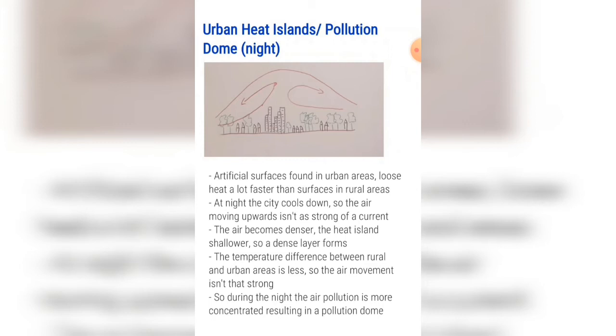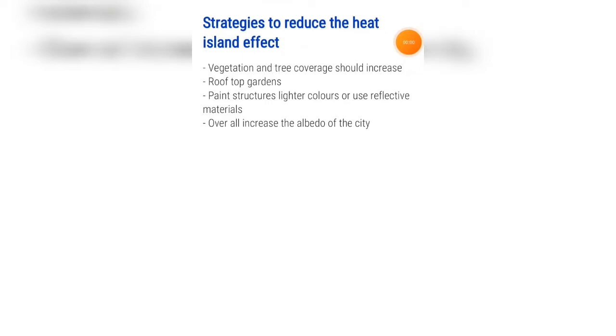That is why a lot of people have problems when they go to sleep in urban areas and they struggle with breathing or respiration issues. This is because of the pollution dome that is covering the city. The following strategies can be used to reduce the urban heat island effect.